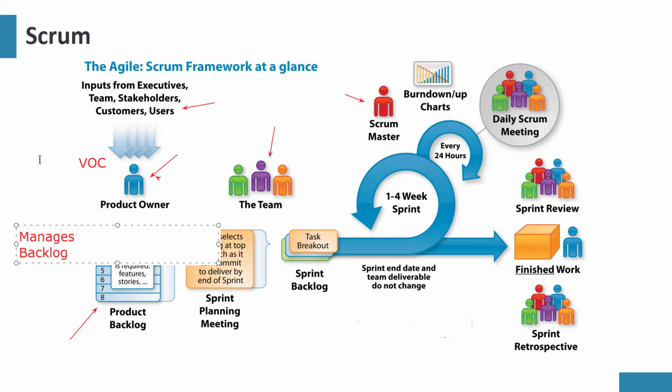Managing is more or less prioritizing, making sure the most important items are on top of the product backlog. The most important items are on top. Why do we have to prioritize the backlog? Because we are looking for value first.